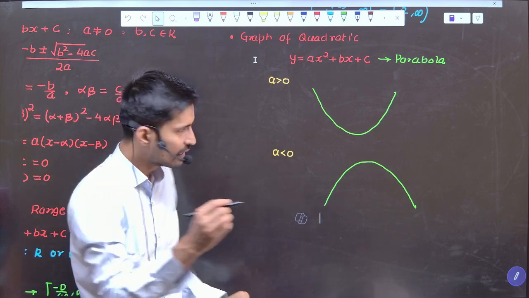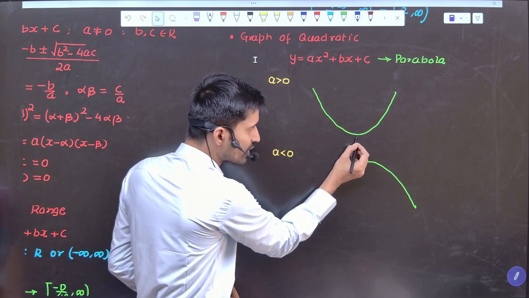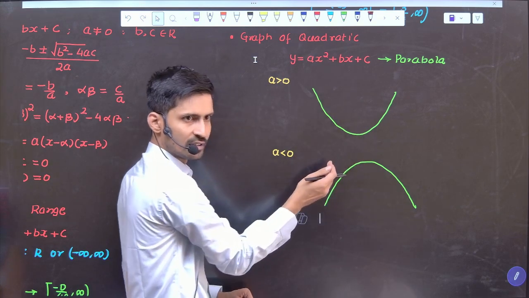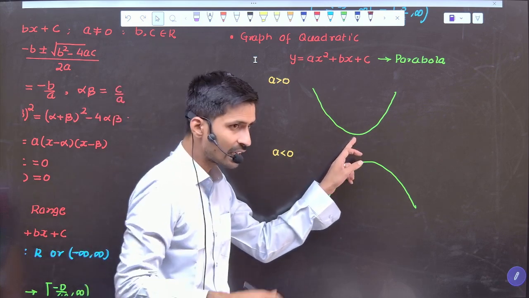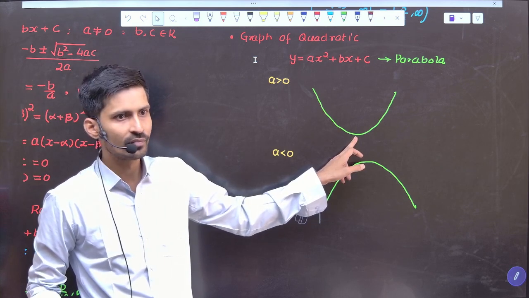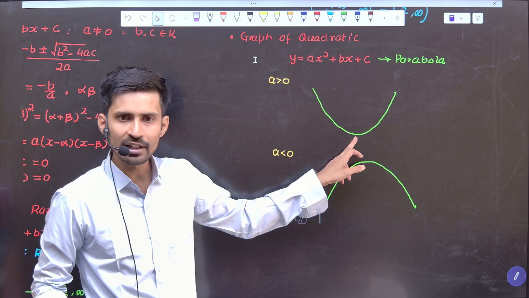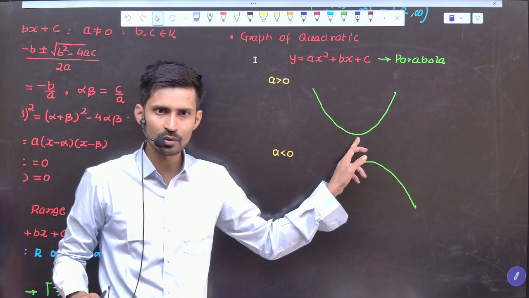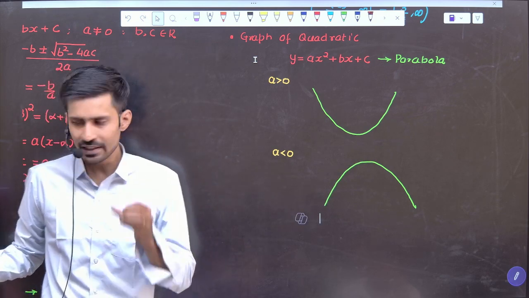So if you see, this point is an important point here. This is the lowest point, and here is the uppermost point. The x coordinate and y coordinate of that point I am going to tell you. You have to remember this. You want to write? It's very easy.